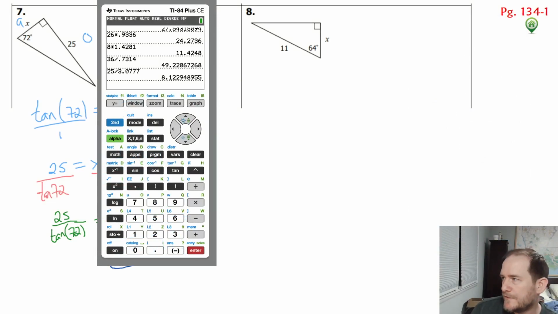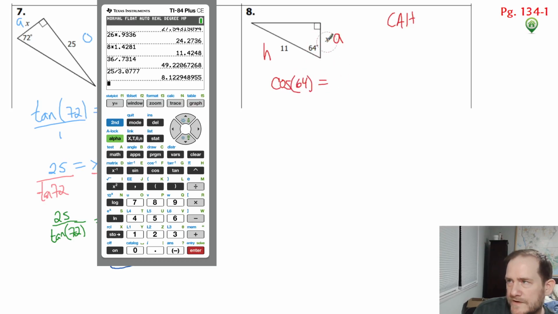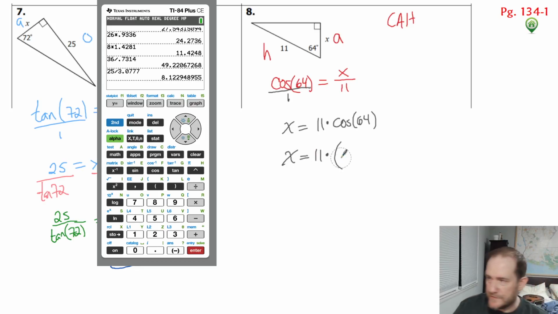Okay, for 8, the opposite side is blank, which means we're going to want to be working with the adjacent side and the hypotenuse. That sounds a lot like ka from SOHCAHTOA. So this is a cosine one. We want to do the cosine of 64, and we want to set it equal to the adjacent over the hypotenuse, which is x over 11. Which means this is one of the easy ones, algebraically. We cross multiply and we just get x equals 11 times the cosine of 64. So that means x equals 11 times whatever the cosine of 64 is.